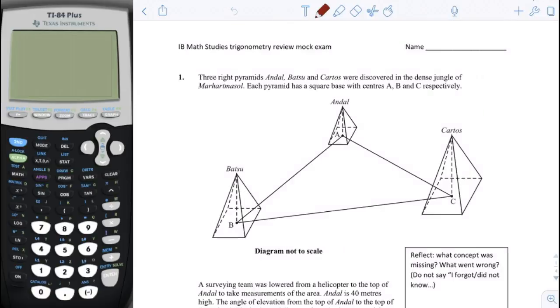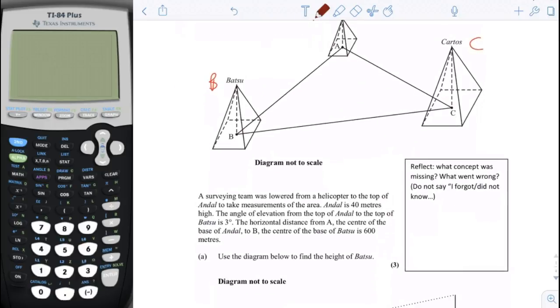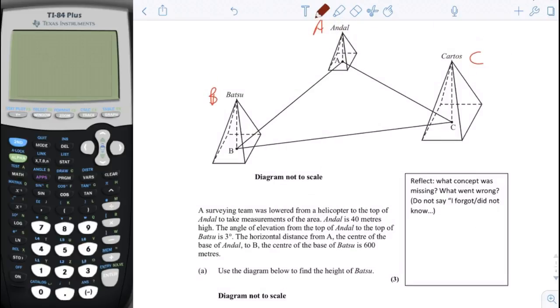This is the solutions for the mock exam for trig. We have newly discovered pyramids arranged in a triangle. They kindly named them with names that start with A, B, and C. A surveying team was lowered from a helicopter to the top of Andal to take measurements of the area.